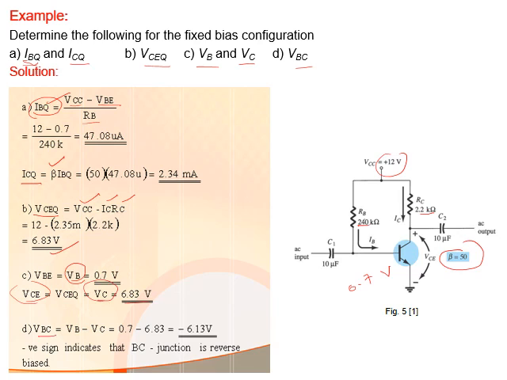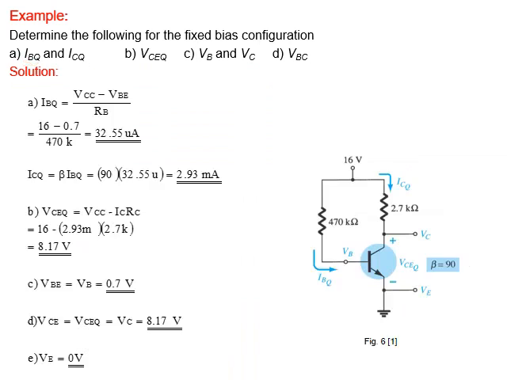Now V base collector, we have V base, we have V collector, just subtract. You see it is in minus. What does this mean? This means that the transistor is working, because we mentioned that V base emitter should be forward bias and V base collector should be reverse bias, so it is in minus, as you can see here.